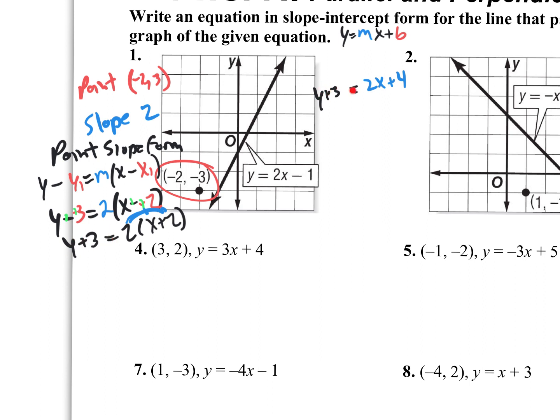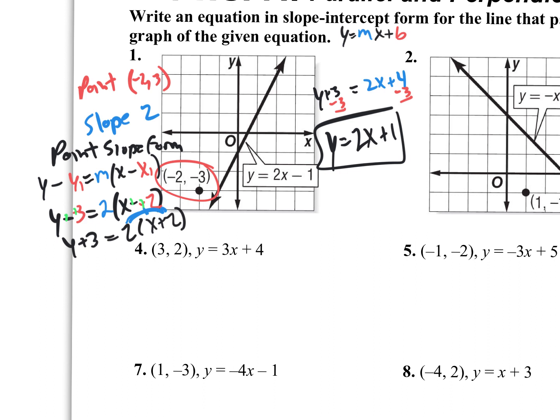There it is, y plus 3 on the left side of the equal sign. And now let's get y by itself by subtracting 3 and subtracting 3, giving you y equals 2x plus 1. And there's your equation, y equals 2x plus 1.